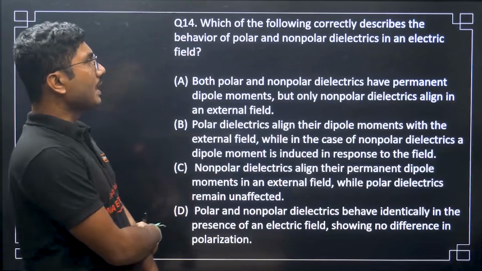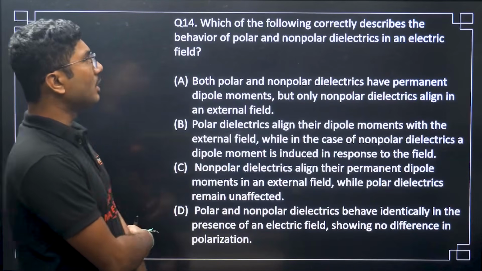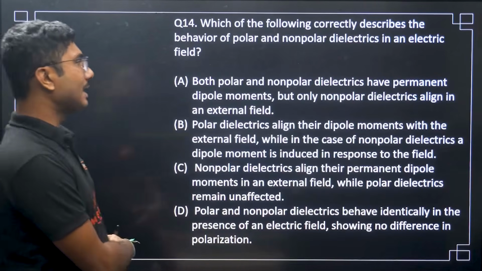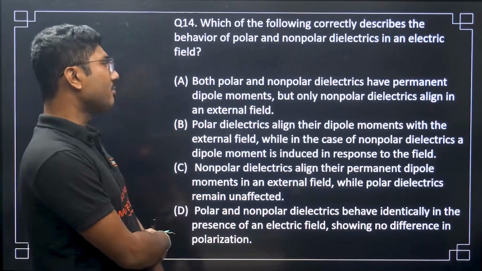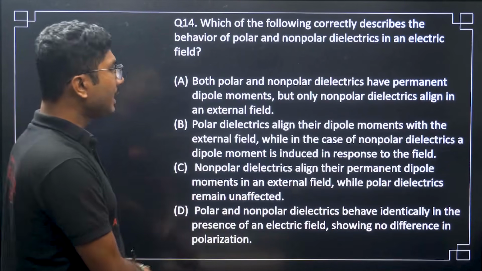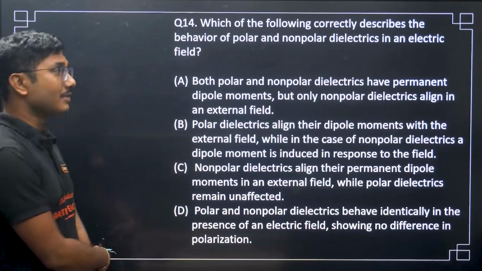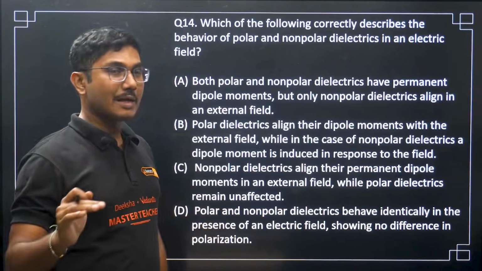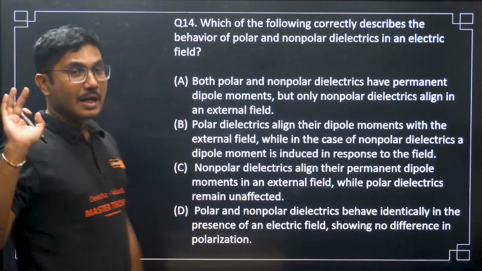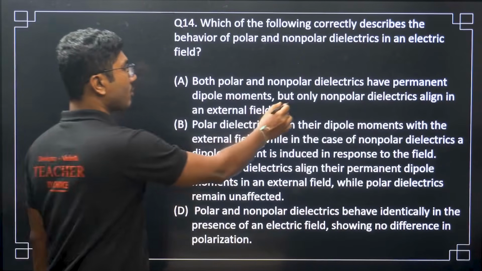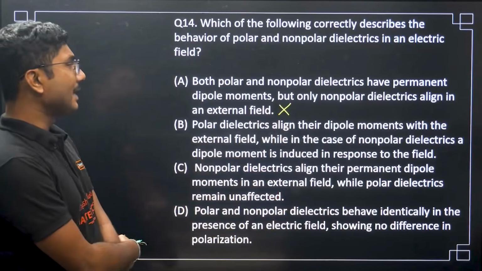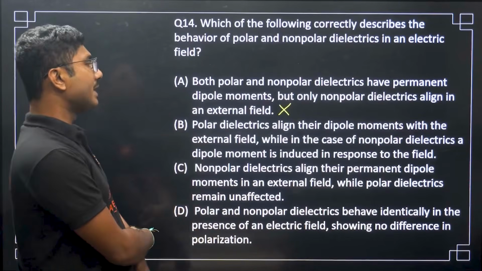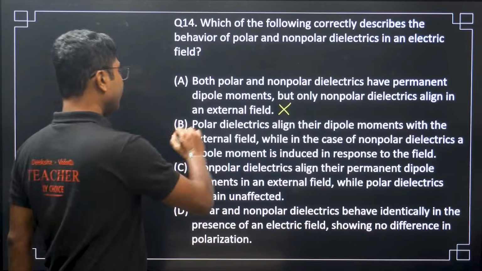Which of the following correctly describes the behavior of polar and non-polar dielectrics in an electric field? Let's see. Both polar and non-polar dielectrics have permanent dipole moments, but only non-polar dielectrics align in an external electric field. Only polar dielectrics have permanent dipole moment and both of them align in the presence of an external electric field. So this is a wrong statement. Polar dielectrics align their dipole moments with the external field, while in non-polar dielectrics, the dipole moment is induced in response to the field. So this is the correct answer.